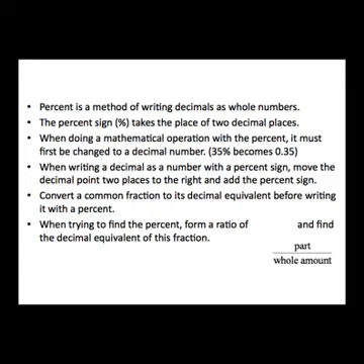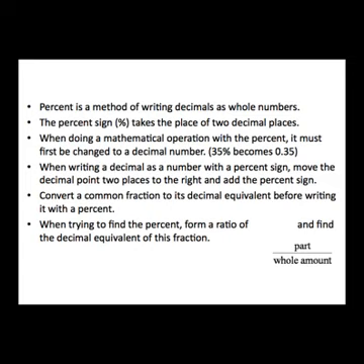But when you're doing a mathematical operation with a percentage, you first have to change it to a decimal number. For example, 35% becomes 0.35, 50% becomes 0.5, and so on. Once you have written it as a decimal, just work with it as you would any other decimal calculations.